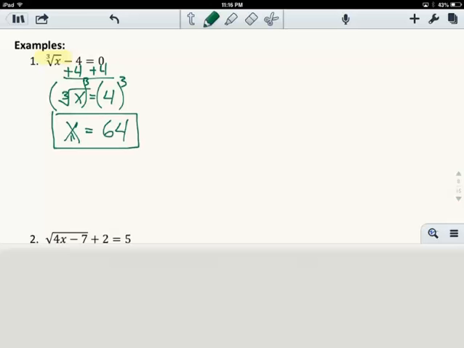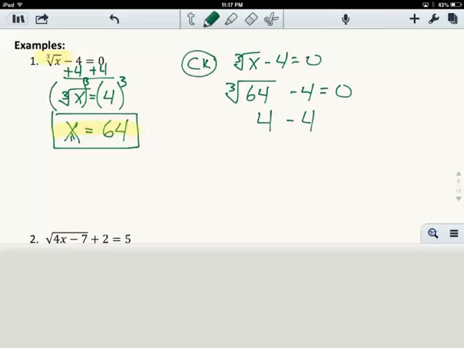But again, you want to go back and check to make sure that you didn't get any weird things happening in your original equation. So you're going to go back and do your check, which is the cube root of x minus 4 equals 0. And we want to plug our 64 in there to make sure it works. So we're going to have the cube root of 64 minus 4 equals 0. The cube root of 64, you can use your handy-dandy calculator to figure out that that is in fact 4, minus 4 equals 0. So 0 does equal 0, and we are good to go.